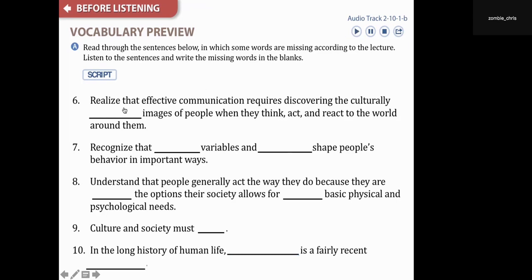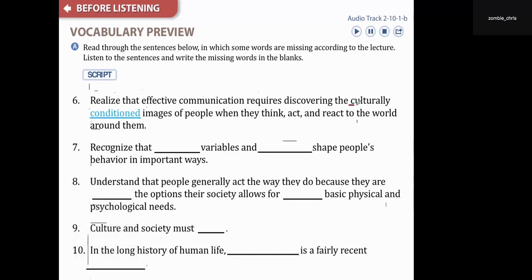Okay, so let's go through some of these. I'm going to leave 6, 7, and 8. I need to come back because there's something I do need to tell you about that. Culturally conditioned. Here the word conditioned means the same as trained. So culturally trained or culturally conditioned images.